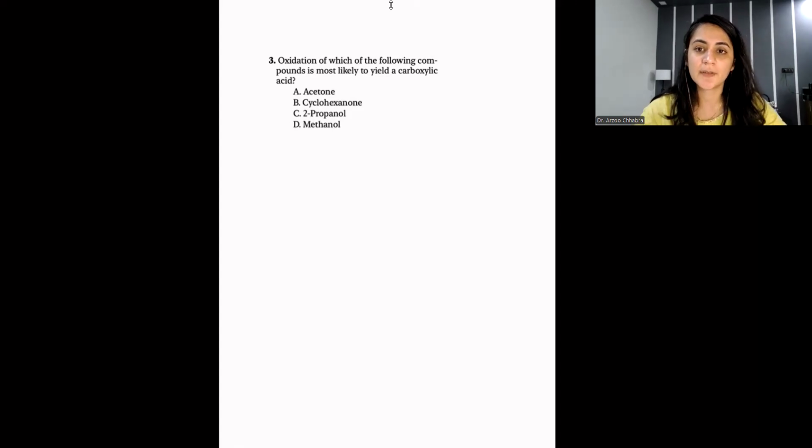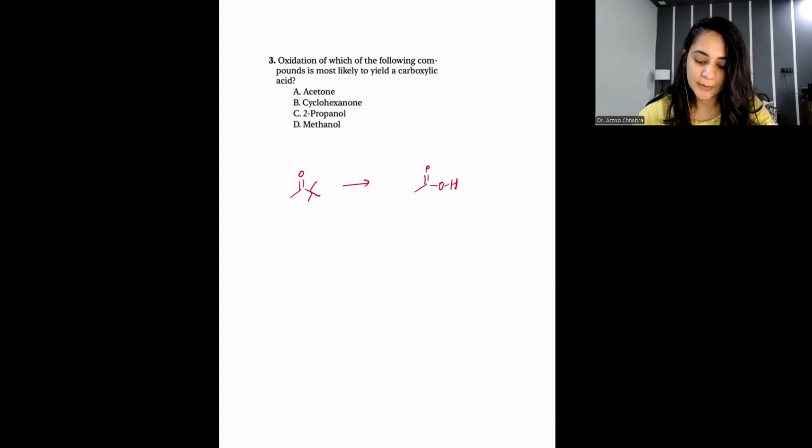Oxidation of the following compound is likely to yield a carboxylic acid. So you're talking about acetone, will that yield a carboxylic acid? What we do know is that for us to convert this to a carboxylic acid, you would need to break this to form this. You'd have to break the carbon-carbon bond, and breaking the carbon-carbon bond is really hard. So less likely. Cyclohexanone, again, a ketone. Third option, 2-propanol.